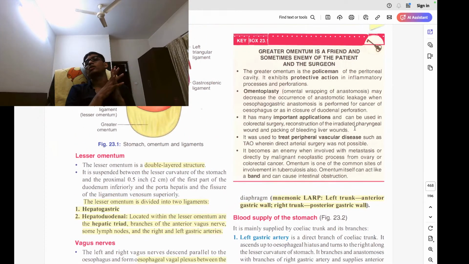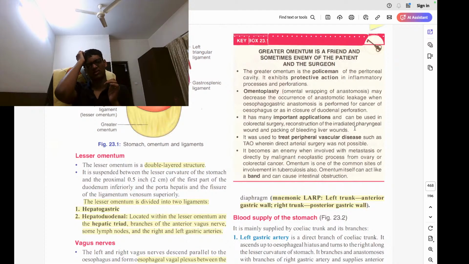The greater omentum is named the policeman of the peritoneal cavity. It exhibits protective action in the inflammatory process and perforations. Omentoplasty, omental wrapping of anastomosis, may decrease the occurrence of anastomotic leak when esophagogastric anastomosis is performed for cancer of the esophagus, or in the closure of duodenal perforation. It has many important applications: colorectal surgery, reconstructing irradiated pharyngeal wounds, and packing of bleeding liver wounds.